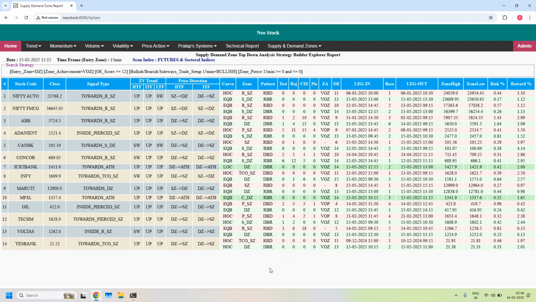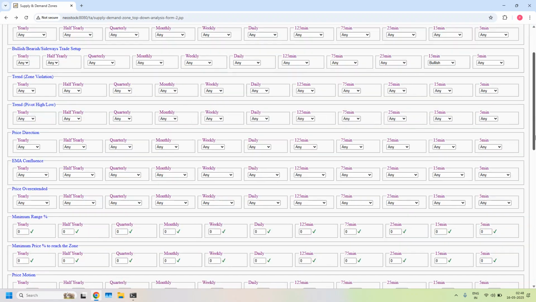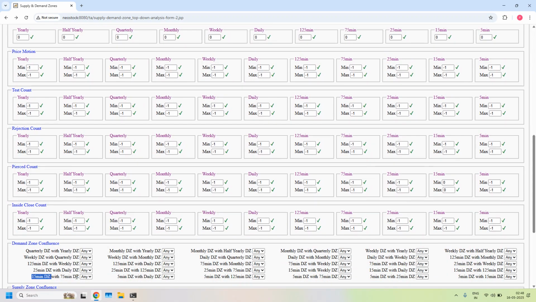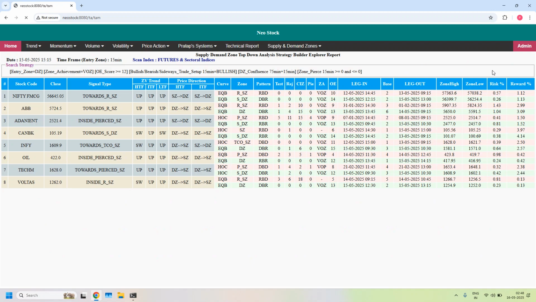Now let's further filter based on this zone confluence, that is 15 minutes and 75 minutes demand zone confluence. So I am enabling the filter. With this filter on the 14 stocks, we got 8 stocks. In these 8 stocks, these 15 minutes demand zones overlapped with 75 minutes demand zone. But 75 minutes trend is up.